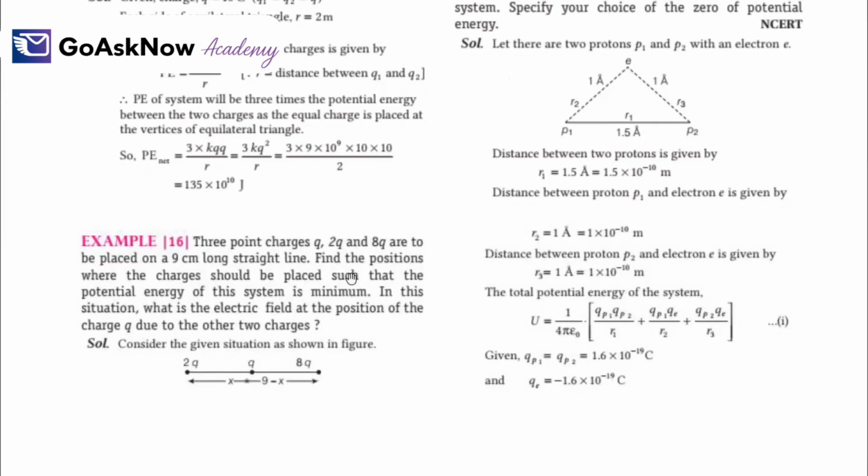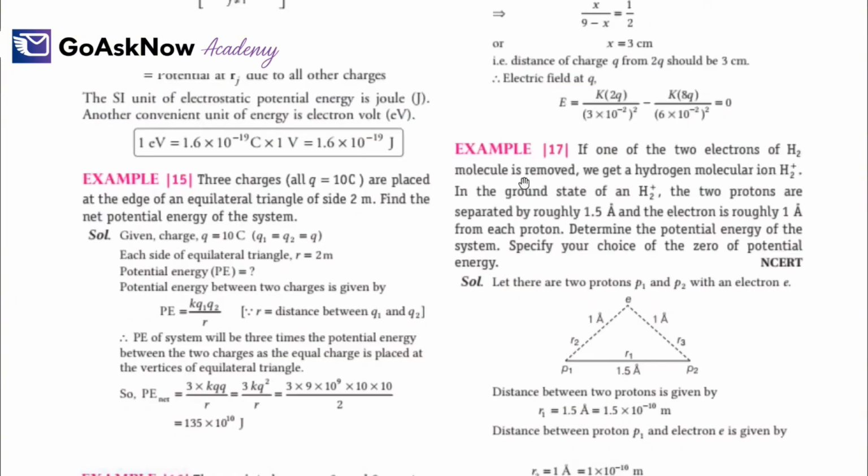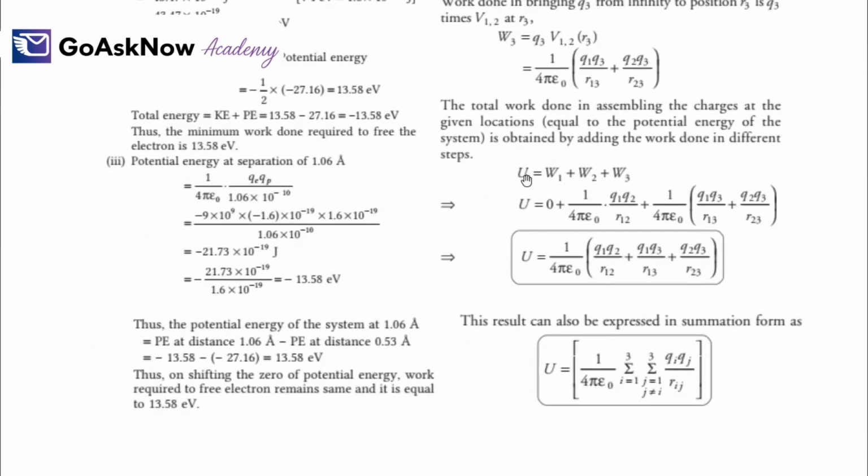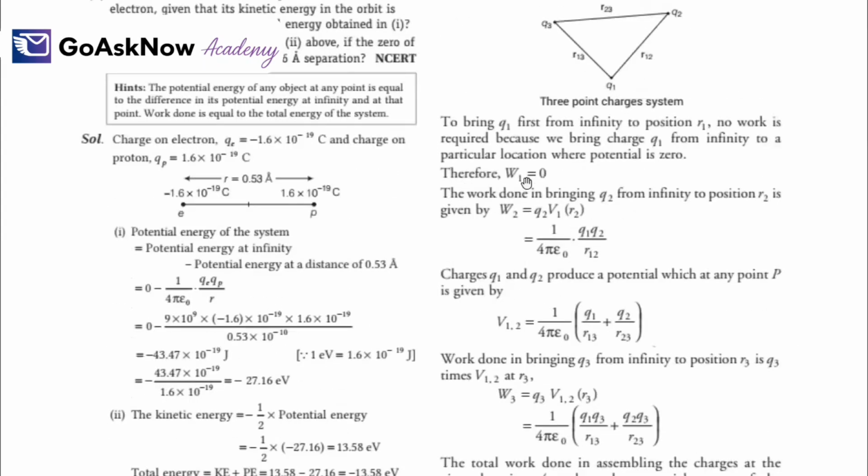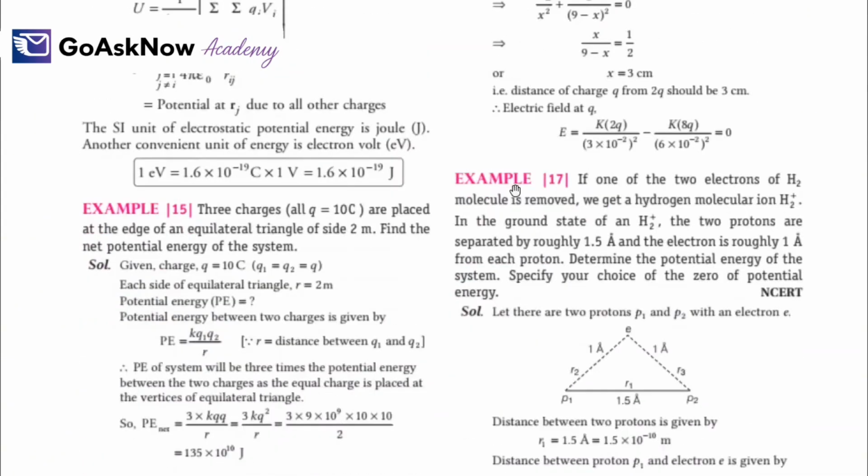In this situation, what is the electric field at the position of the charge Q due to the other two charges? So we have to find the configuration, such a position of the three charges, where the potential energy of the system is minimum. Okay, so where is the potential energy minimum? Potential energy is minimum when we use the formula of what?